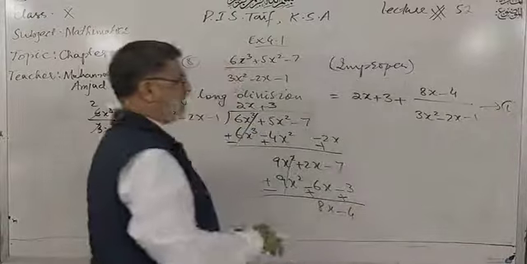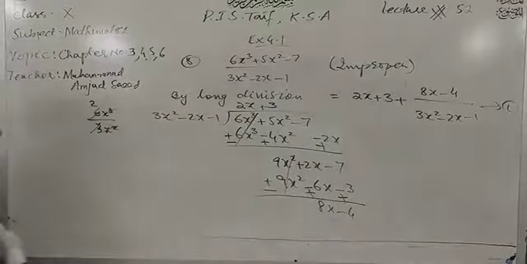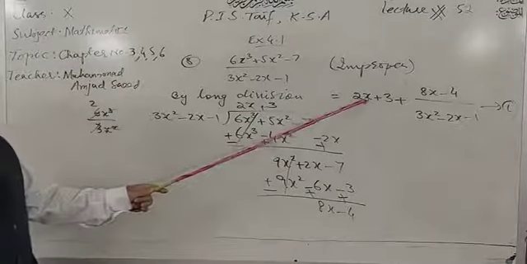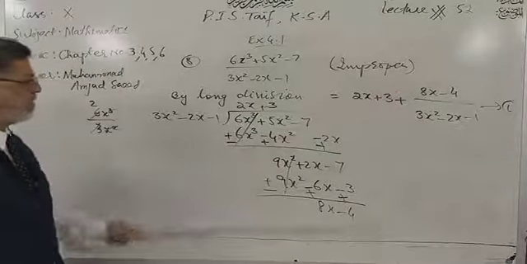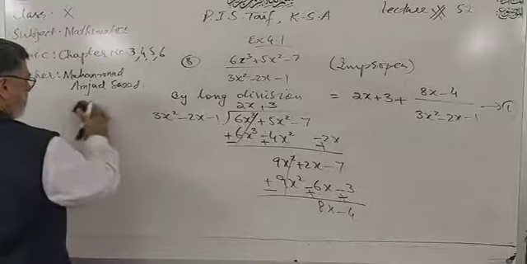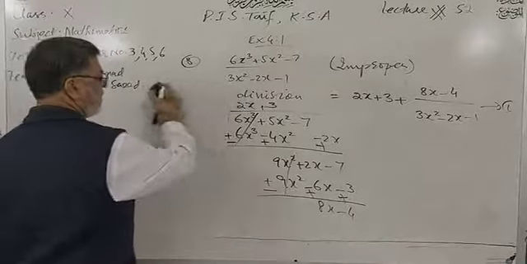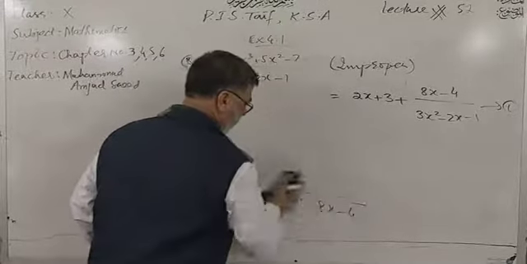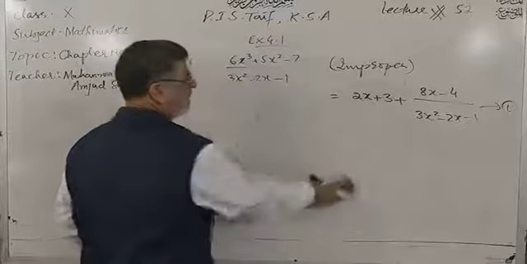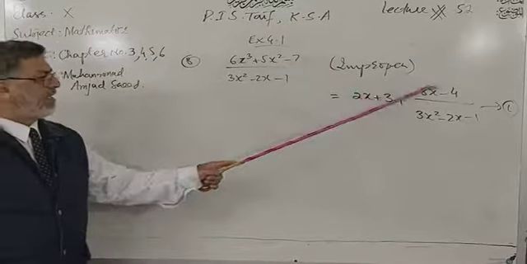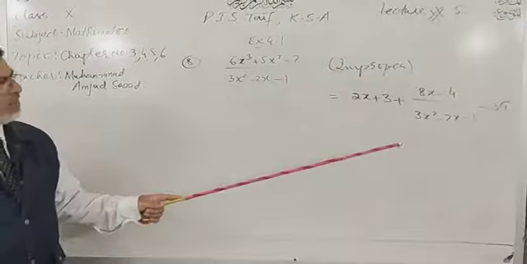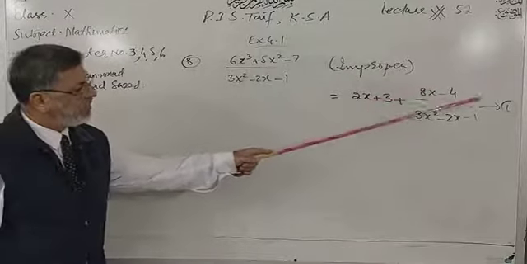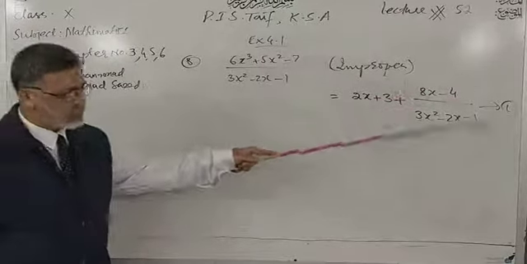This can be written as equation number 1. Quotient plus remainder over divisor. So in this way, you can write down your expression. Now the degree of the numerator is less than the denominator. Therefore, we will have the partial fraction of this portion.